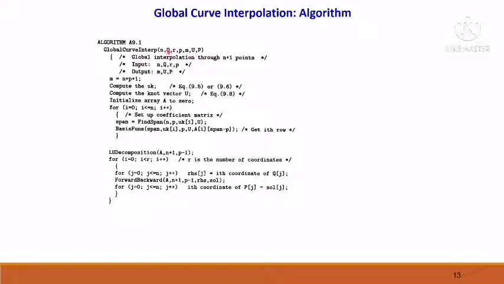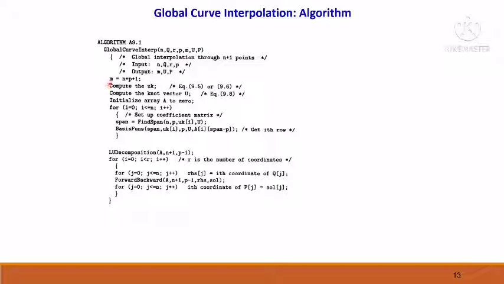So what do you mean by this? n means the number of points, Q is a set of points, r is the number of coordinates, p is the degree of the curve, m is calculated by the formula m equals n plus p plus 1, U is a knot vector, and P is the matrix output.